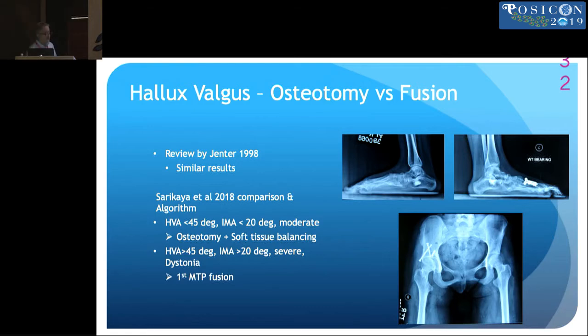Sarikaya in 2018 has proposed an algorithm for correction. Basically, he says if it's moderate, do an osteotomy and soft tissue balancing, and if it is severe or there is dystonia, just do an MTP fusion.